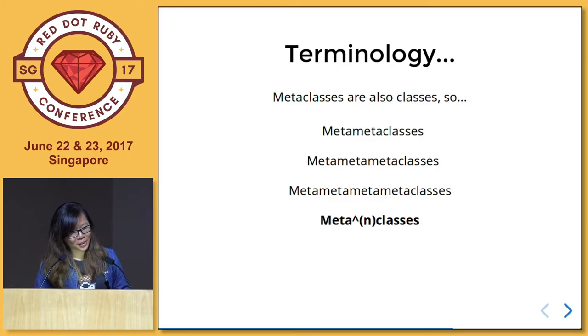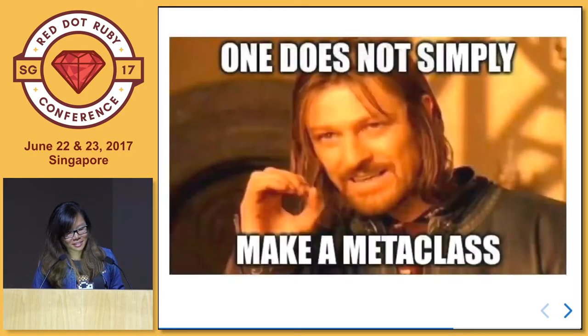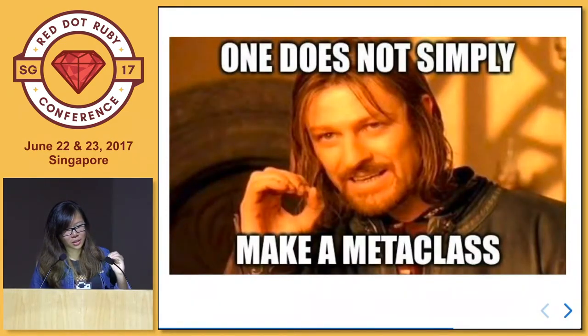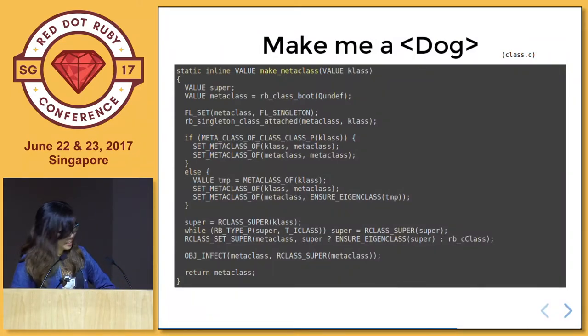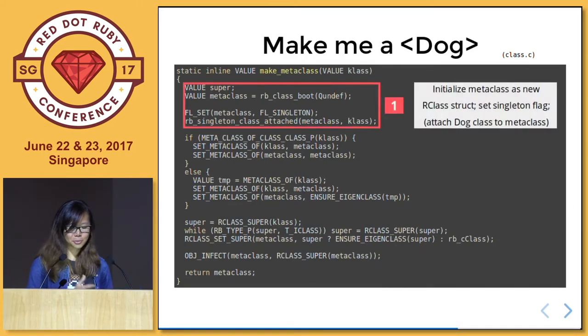And so with that, let us talk about metaclass creation. Boromir knows well that one does not simply make a metaclass. And indeed, if you look at the make metaclass function, it is not easy to digest. But again, it does basically three things, okay? First, we actually initialize our new metaclass. So we initialize the new RClass struct.